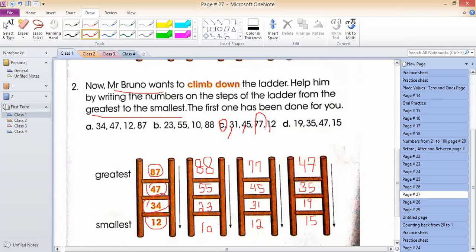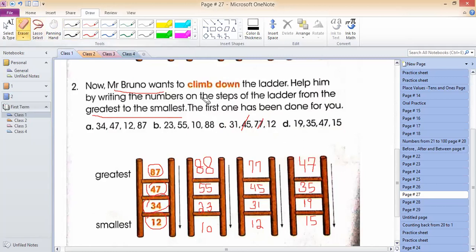That's why 77 is bigger than all. So you will write 77 first. Then you have 45, 12 and 31. 4 tens, 3 tens and 1 tens. So after 77, 45 is the bigger one. Once you finish writing 77 and 45, you have only two numbers left. These are 31 and 12. So 3 tens and 1 tens. So you will write 31 first because 3 tens is bigger than 1, and then you will write 12.